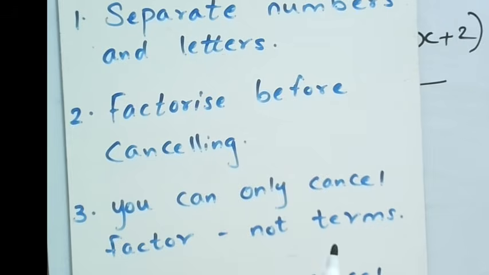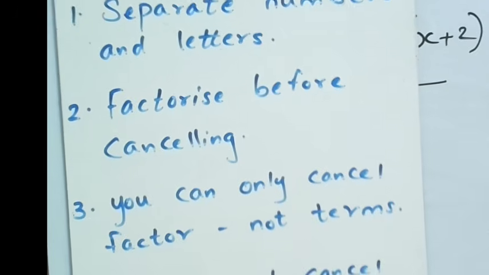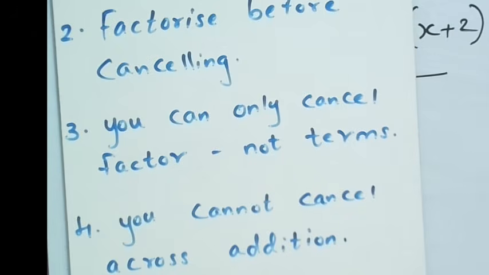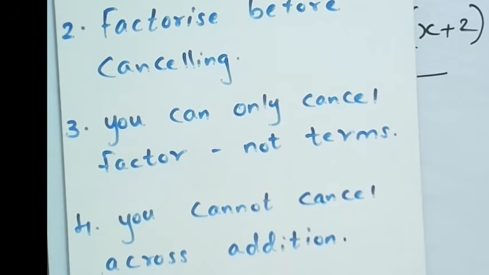You can only cancel factors, not terms. Okay, so we can only cancel the factors, the factors which are multiplied. You can only cancel the multiplications. You can't cancel a term with addition or positive or negative. And the next is, you cannot cancel across addition. So you can't cancel additions. You can only cancel the factors. And you know the other name for the factor is multiplication.